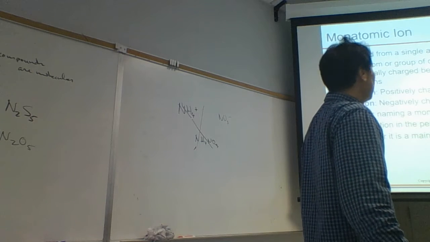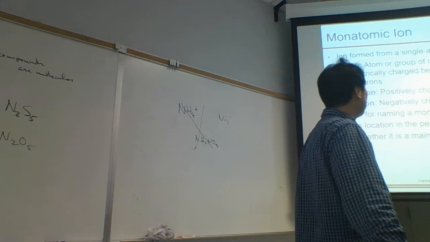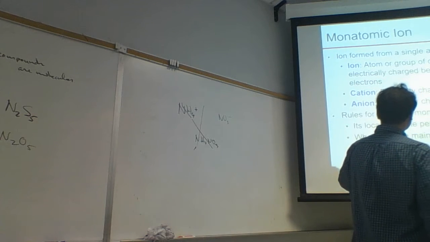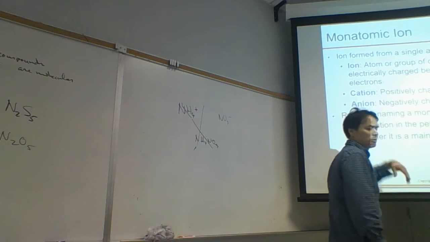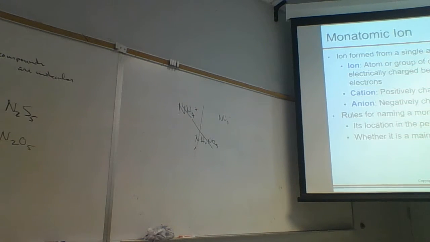For the monatomics, there's a heck of a lot less memorization, because polyatomics are more complex, but the monatomics are a lot less complex. And so for the monatomics, it's easy to remember. Rules for naming.